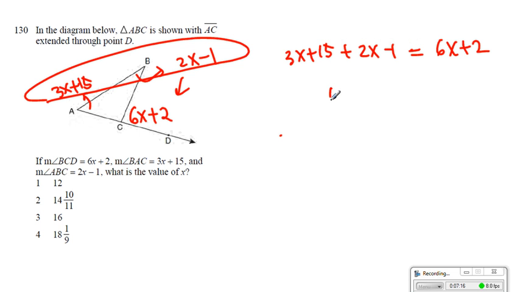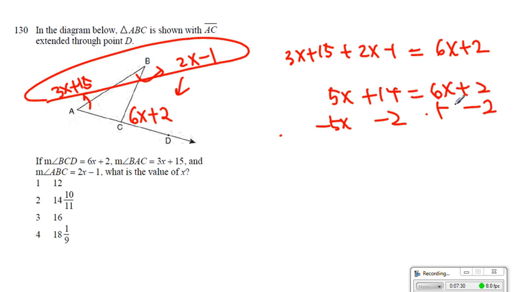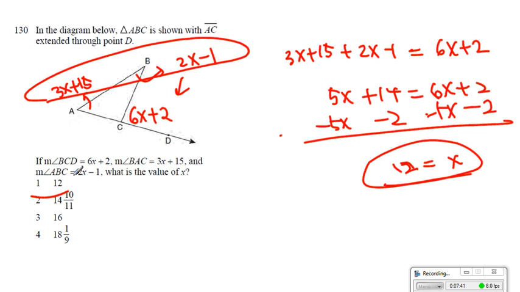And here we have 5x plus 14 is equal to 6x plus 2. Now by subtracting 2 from each side and subtracting 5x also from each side, we get to realize that x must be equal to 12. Now the value of x equals 12, right over here.